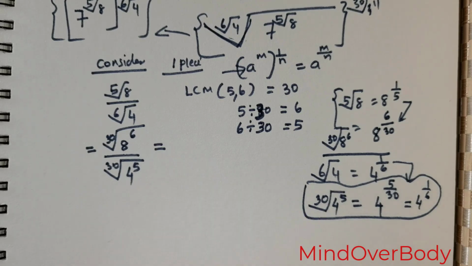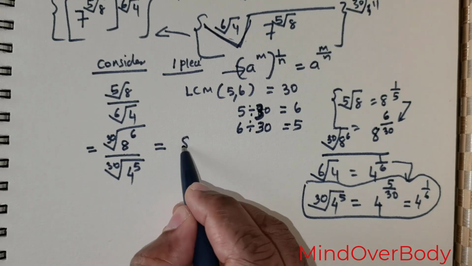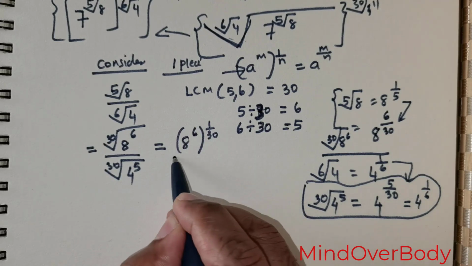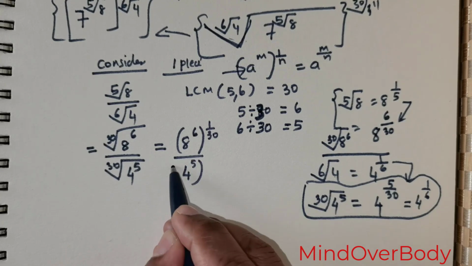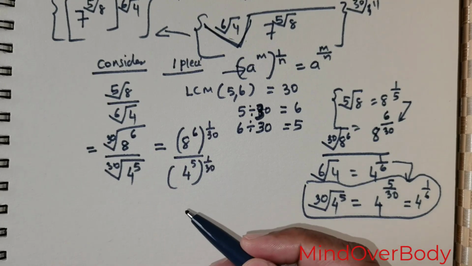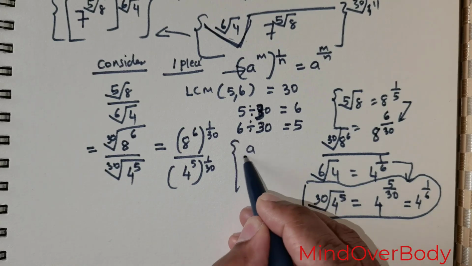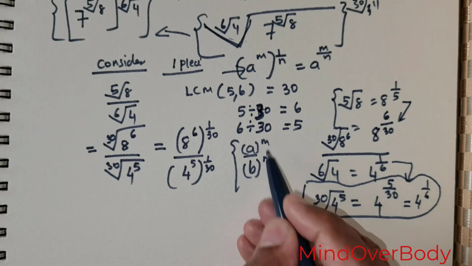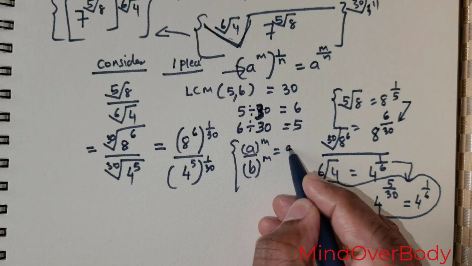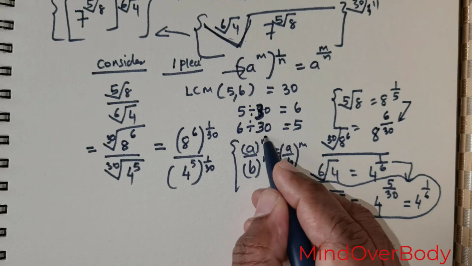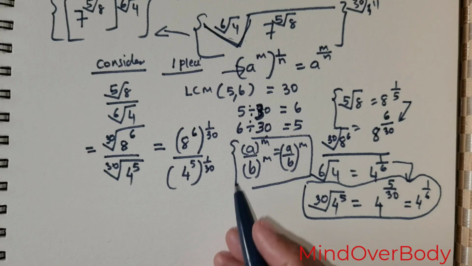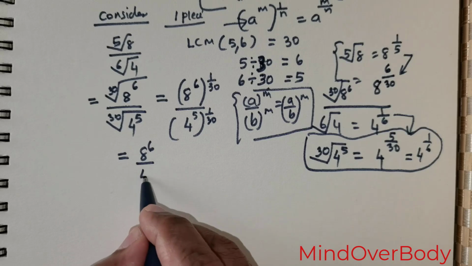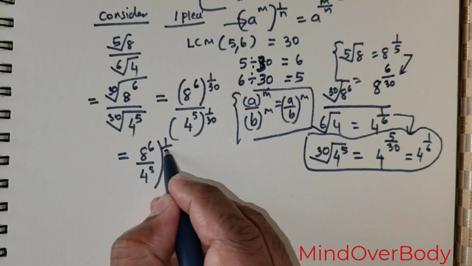Now this can be rewritten as 8 raised to the power 6, raised to the power 1 over 30, divided by 4 raised to the power 5, raised to the power 1 over 30. Now if you have a raised to the power m and b raised to the power of the same m, I can rewrite this as a over b raised to the power m, from the law of indices. So this is now equal to 8 raised to the power 6 divided by 4 raised to the power 5, the whole raised to the power 1 over 30.